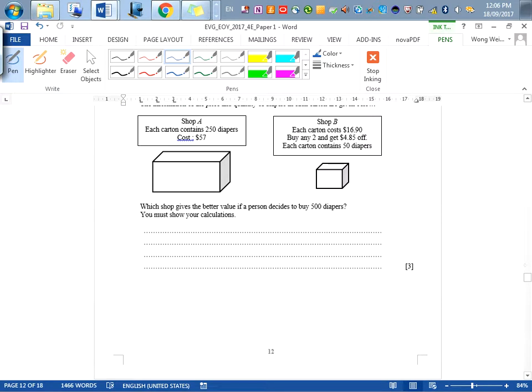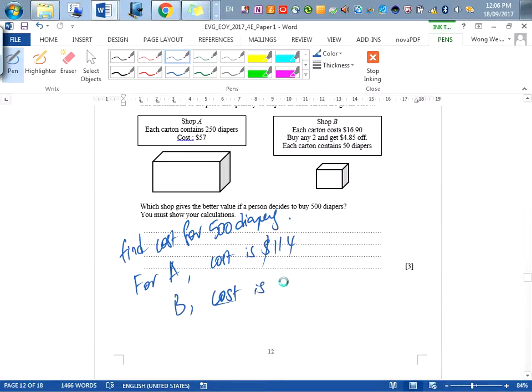This one also okay. Basically, just go and find out either the cost per diaper, or you go and find out for 500 diapers. Then you realize that for A, the cost is 114. For B, cost is 144.75. So we will buy from A. Yes, any questions?